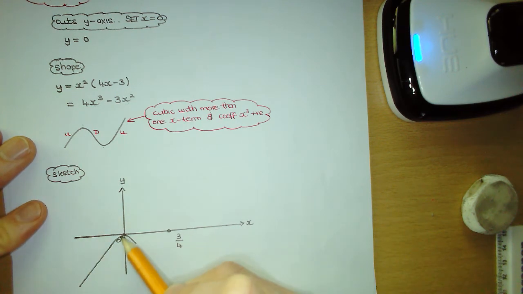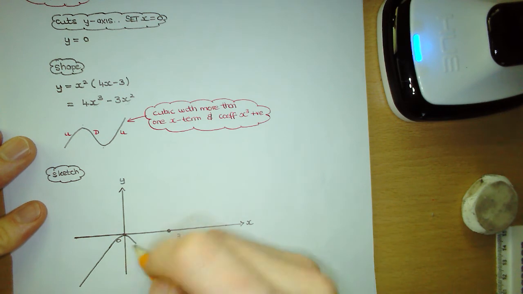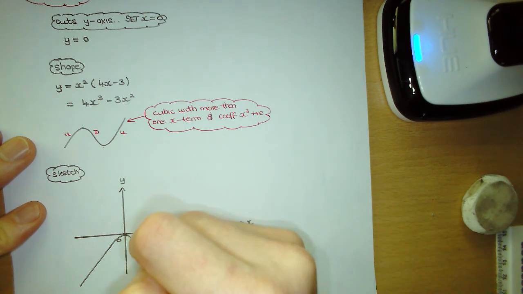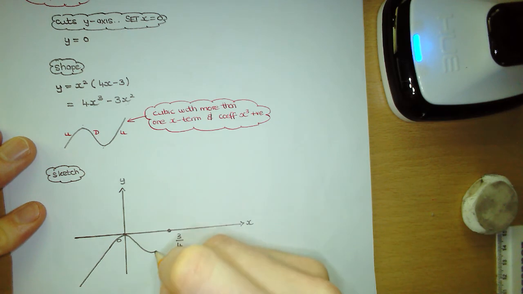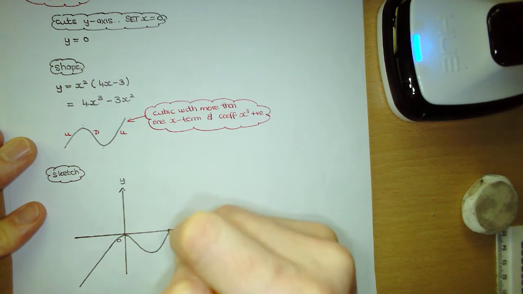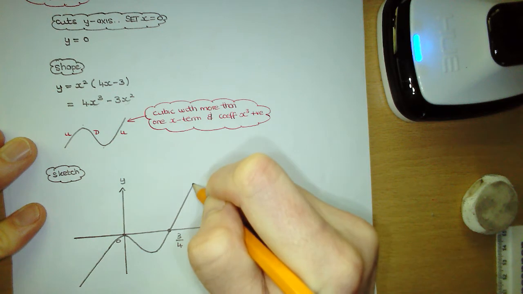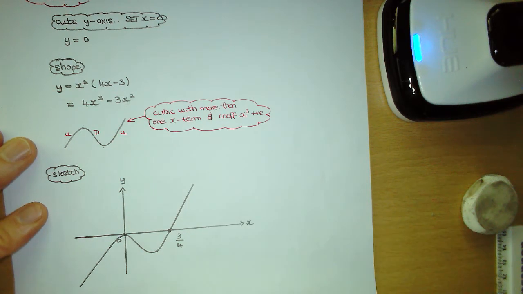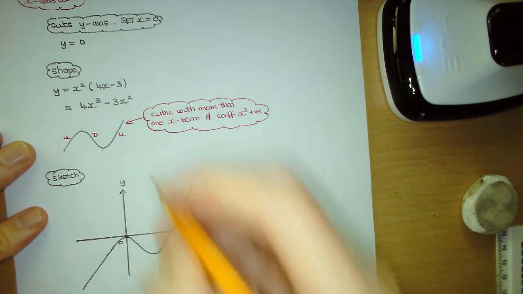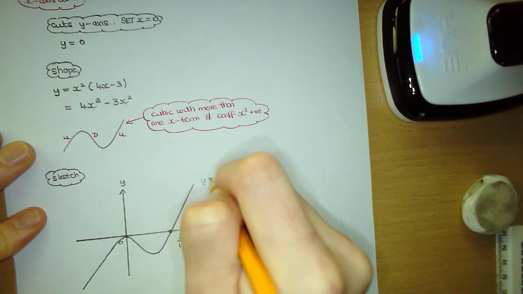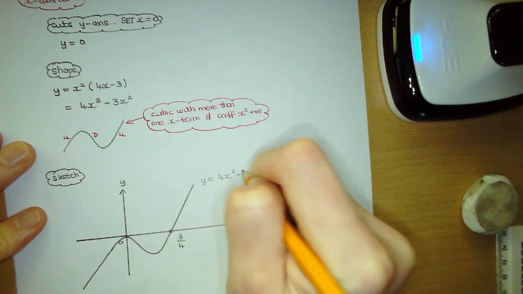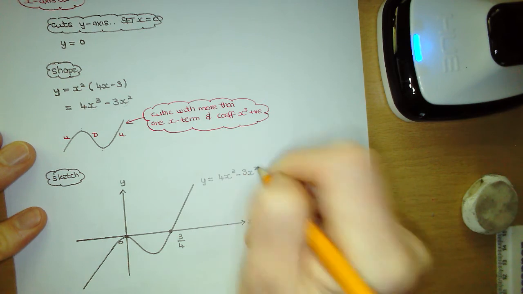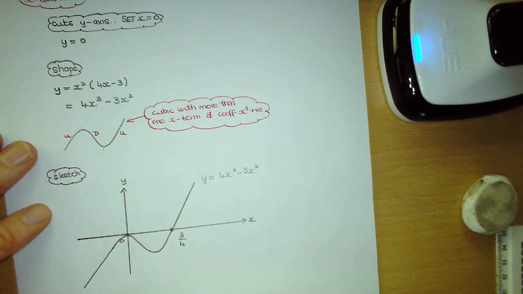Then it's going to touch the x-axis at 0 and cut through the y-axis at 0. It's going to go back down. So it's got to have another turning point, and it's got to come back round so that it can cut again at 3/4 and go up like that. That's the only possibility there. Okay, so that is our curve y equals 4x cubed minus 3x squared. Okay, so that is part A.